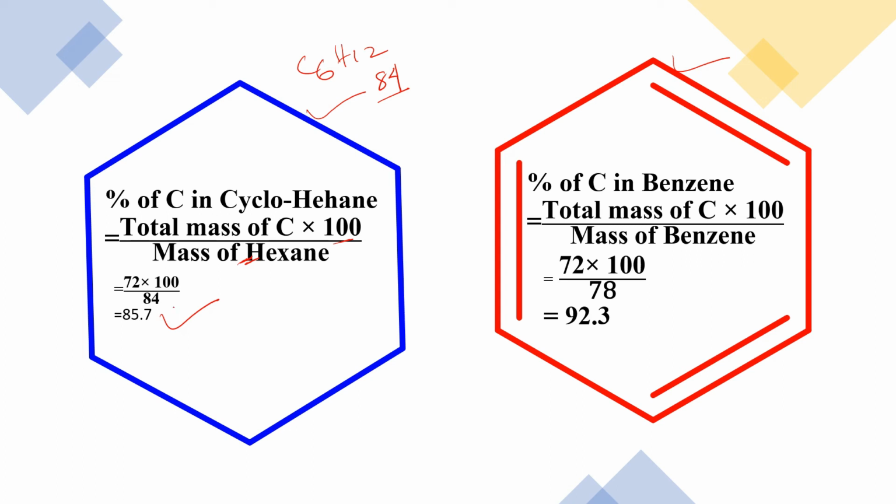If you calculate the percentage of carbon in benzene, whose formula is C6H6, you will find that 92.3% of carbon is there in benzene. Both contain C6, but the hydrogen content in the case of cyclohexane is higher compared to that of benzene, which is an aromatic compound. That's why, because of the high content of carbon, benzene forms a sooty flame. But because of the low content of carbon in the case of the non-aromatic compound, the flame is very clear and soot is very less.